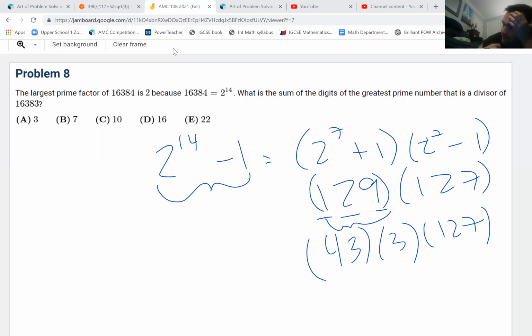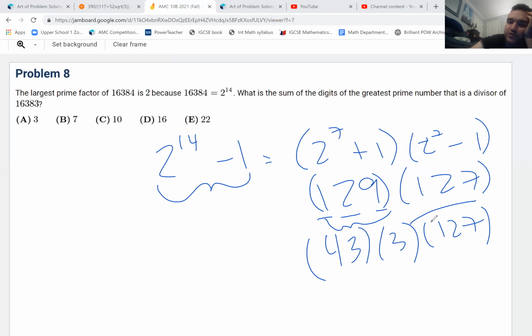117 is 3 times 39, or 9 times 13. I see. So the divisors have to be something ending in a 3 or something ending in a 9, and you can test them out. You can divide by 13, 23, 19, 29. You can try dividing by these factors and you'll find that 127 has no factors other than itself and 1.